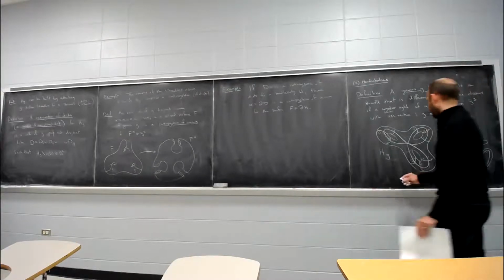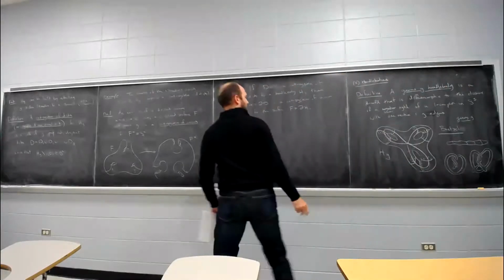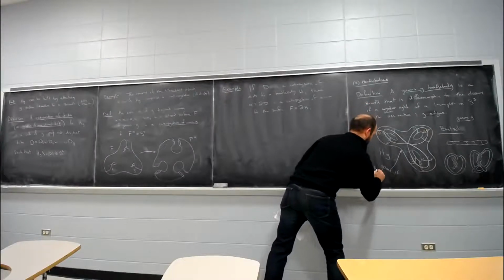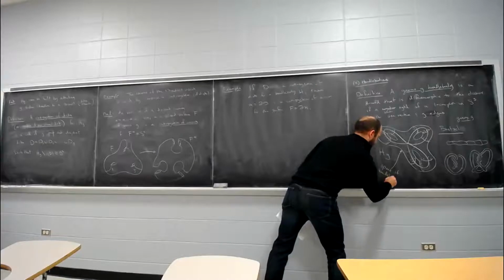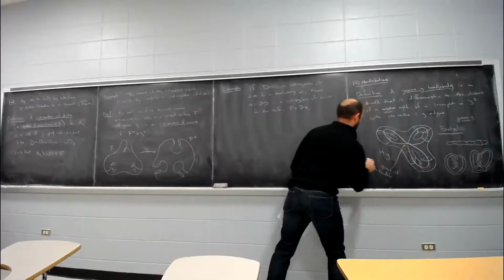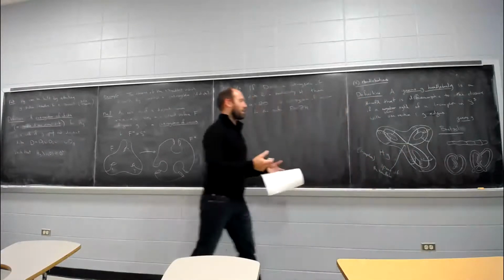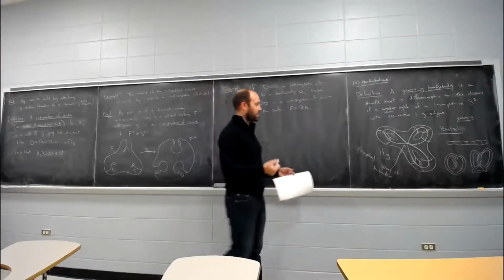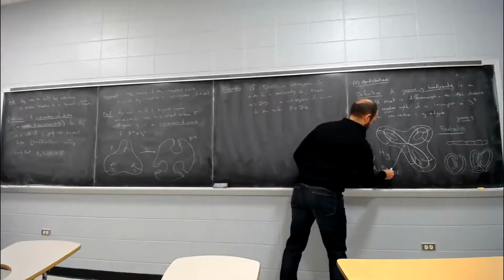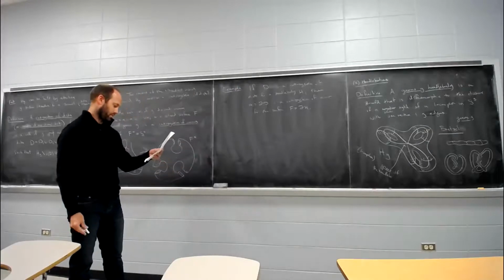Oh, maybe I should point out that this is called the spine of the handle body, the white thing. Your arrow doesn't really point to it. Yeah, oh yeah, the one complex. So every handle body deformation retracts onto a one complex, and we call that the spine. That's not super relevant for the time being.